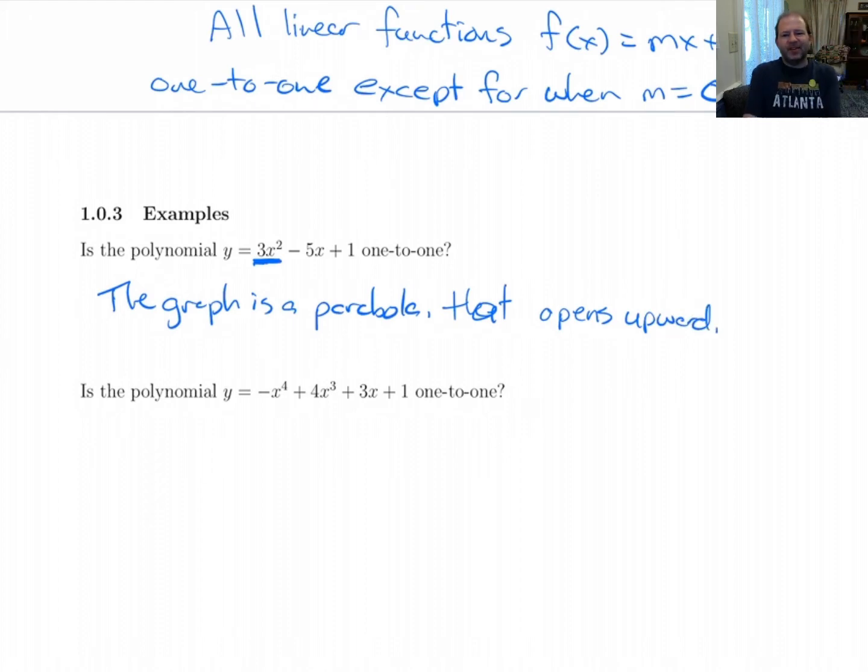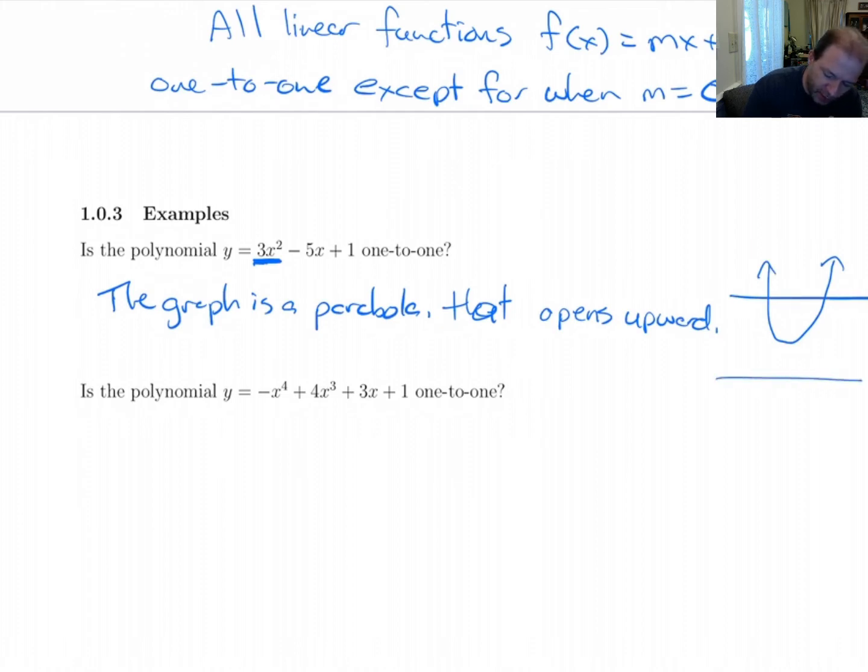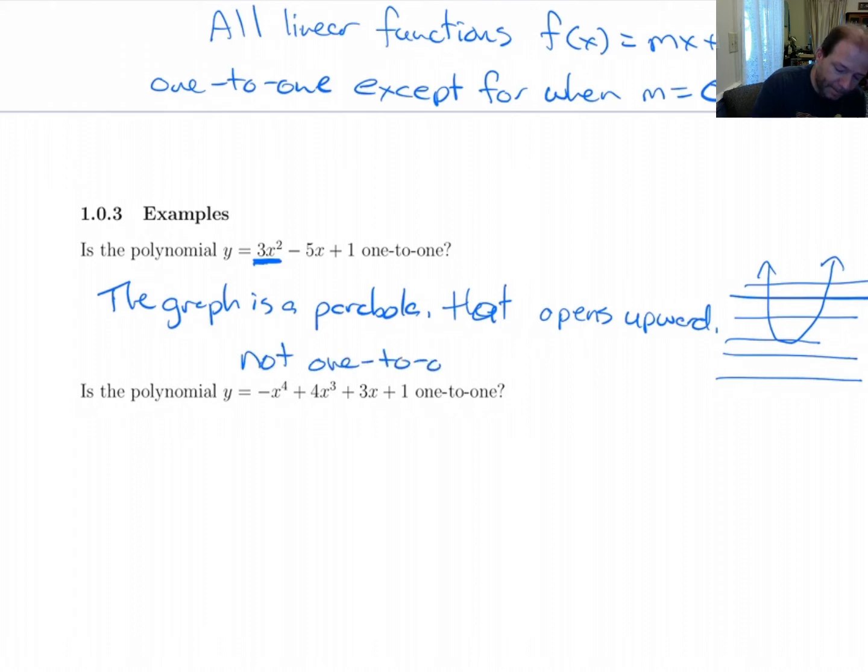Now, really, opening upward or downward isn't that important for this question, because if we know that the graph is a parabola that opens upward, once you get above the vertex, every horizontal line is going to hit it twice. So this is certainly not one-to-one. And if you've got any parabola, instantly it can't be one-to-one.